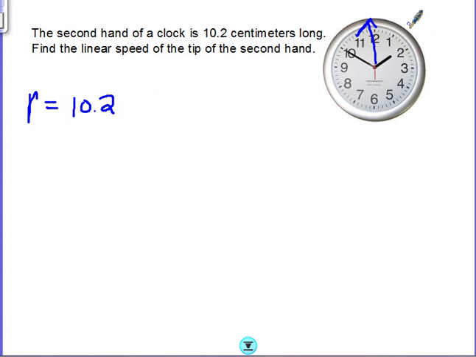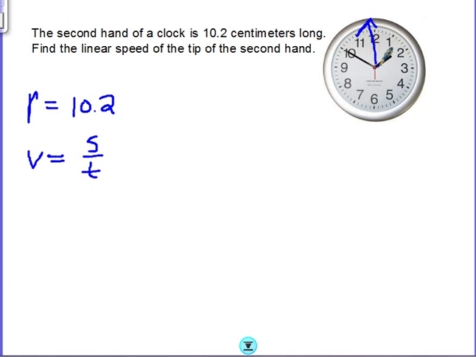So the radius is 10.2. We're trying to find the linear speed of the tip of the second hand. Remember, linear speed is how fast are you traveling along the edge of your circle. Okay, so linear speed is v equals s divided by t. So think of that as an arc length divided by time. Again, how fast are you traveling around the circle over a given time?